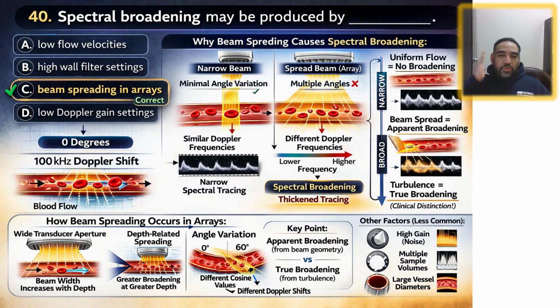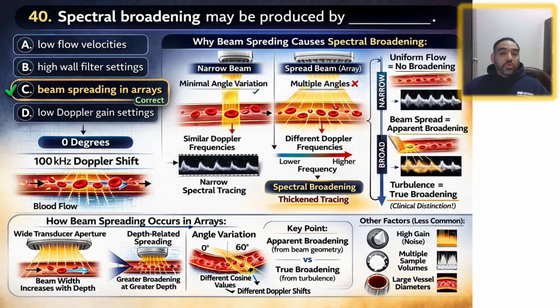Now, why are the other answers incorrect? Why are they wrong, or why are they not the best answers? A says it's low flow velocities. Low flow velocities actually tend to produce narrower frequency ranges and cleaner spectral windows. Low flow does not inherently cause broadening. Answer B says high wall filter settings. The wall filter removes low frequency signals, if anything. A high wall filter may cut off low velocity components, but it does not create spectral thickening.